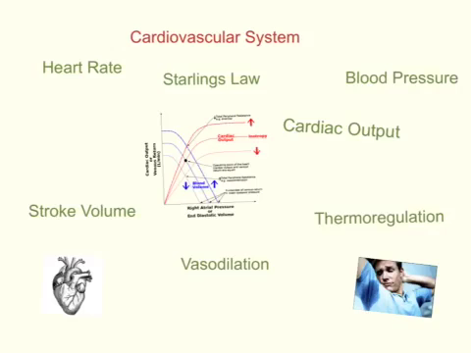Stroke volume is the amount of blood pumped by the left ventricle of the heart in one contraction. Stroke volume and heart rate together determine the cardiac output. Starling's law suggests that the stroke volume of the heart increases in response to an increase in the volume of blood filling the heart. This is also known as end diastolic volume.